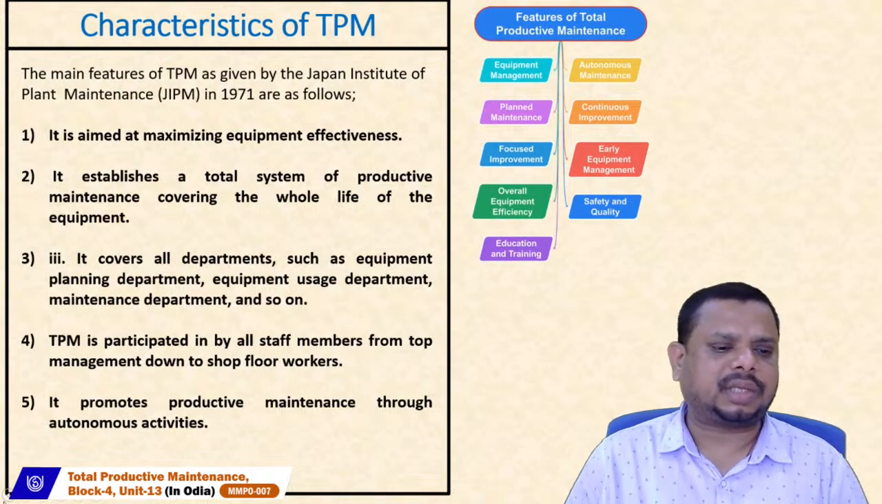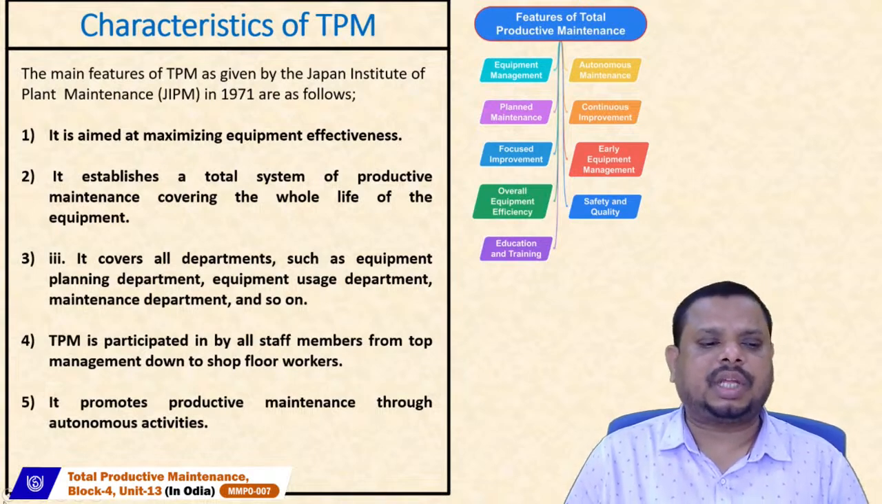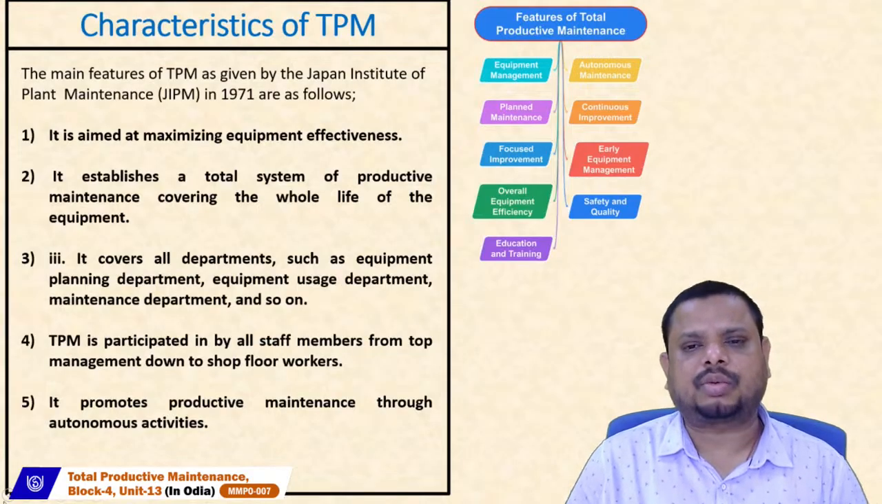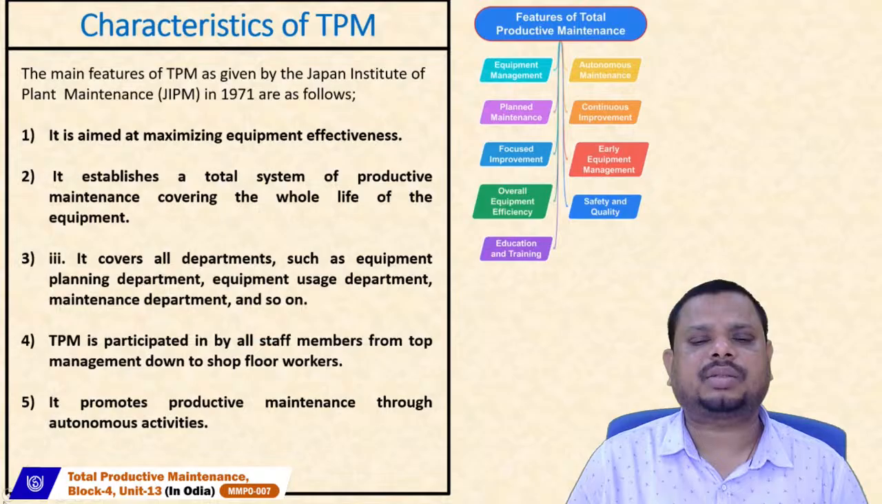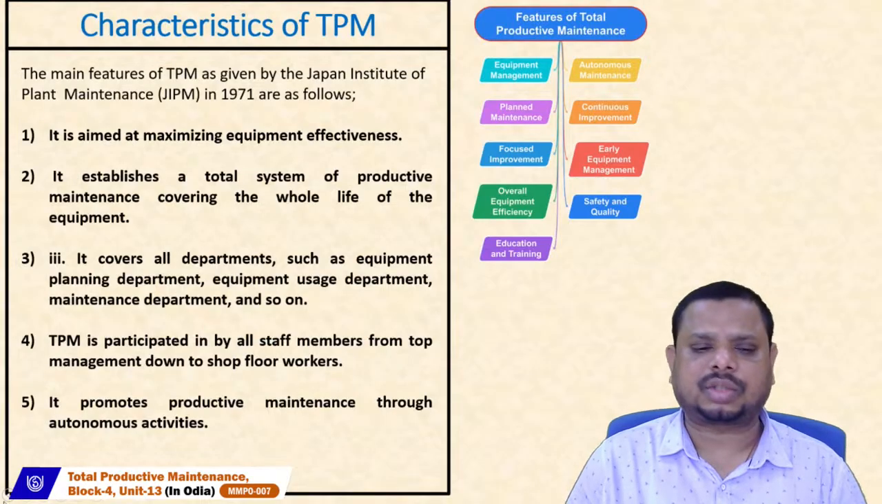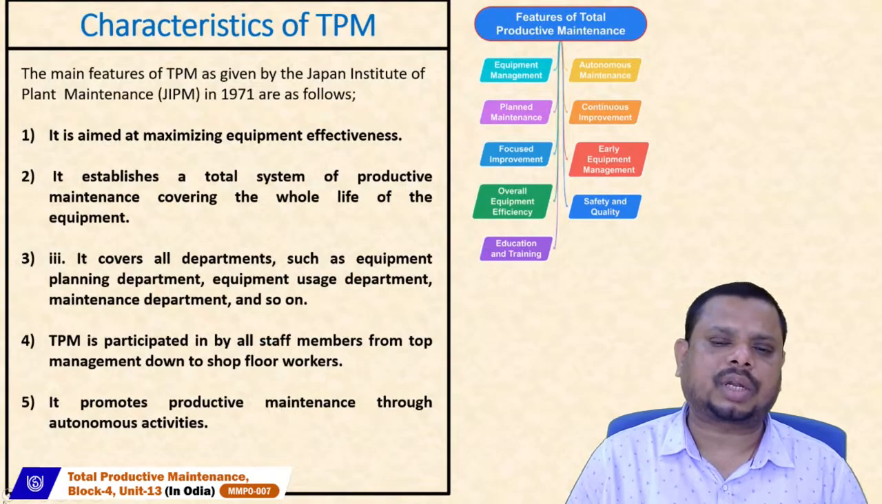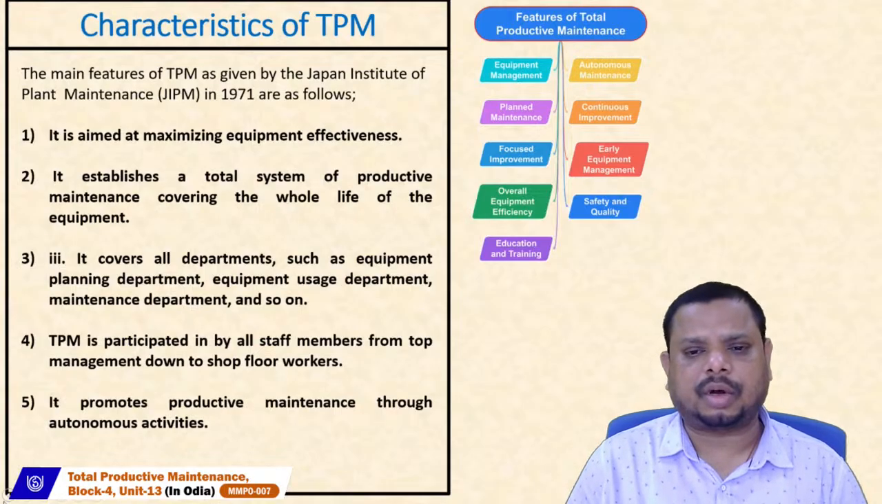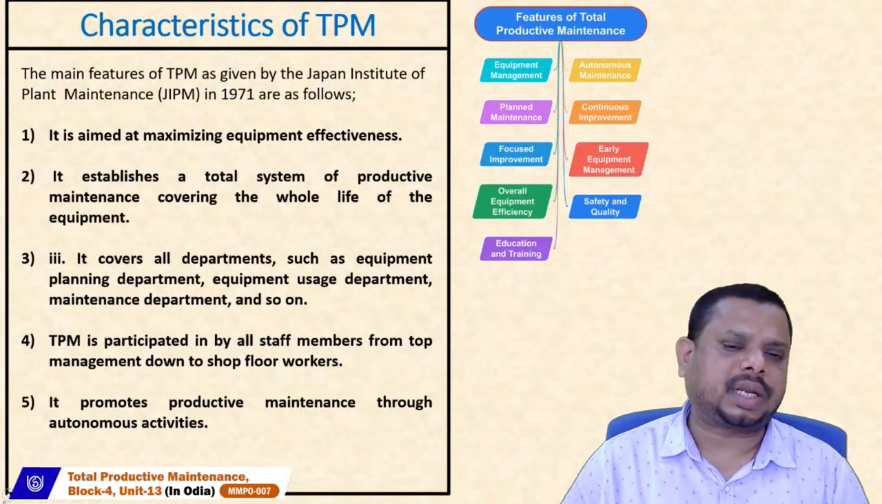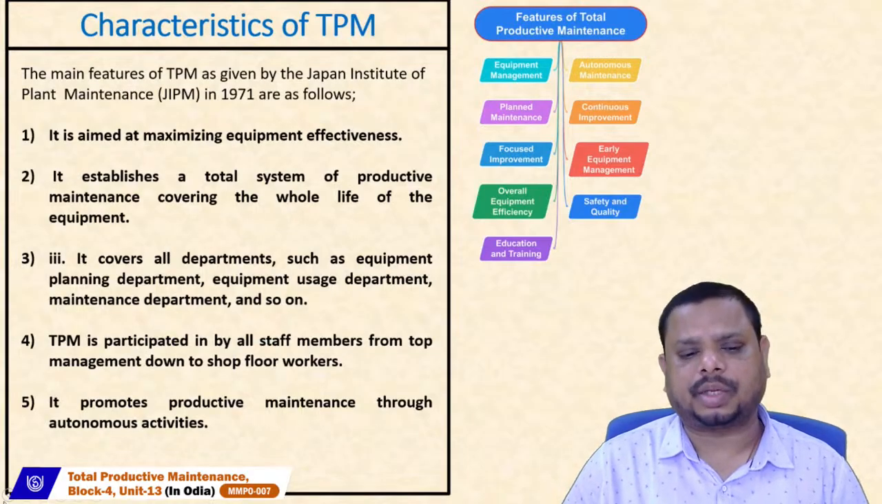The next important part is that TPM is participated in by all staff members. That means you have to involve the top level of management, the middle level of management, as well as the bottom level of management. In the case of the bottom level, we can also say that the shop floor workers are also involved, and in some cases, the operators are also involved to provide adequate maintenance to increase the effectiveness of the equipment or machines.